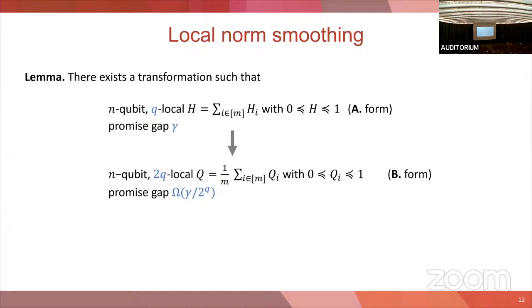So you have an n-qubit Q-local Hamiltonian, consisting of these local terms Hi, and they're all PSD, all local terms. Then you consider them having a promise gap of gamma, then you can transform it to a 2Q-local Hamiltonian, which is of the B form, and the promise gap is now some constant times this gamma divided by 2 over Q. So note that if, of course, Q is constant and gamma is constant, this will remain constant, which is good, which is what you want for the QPCP.